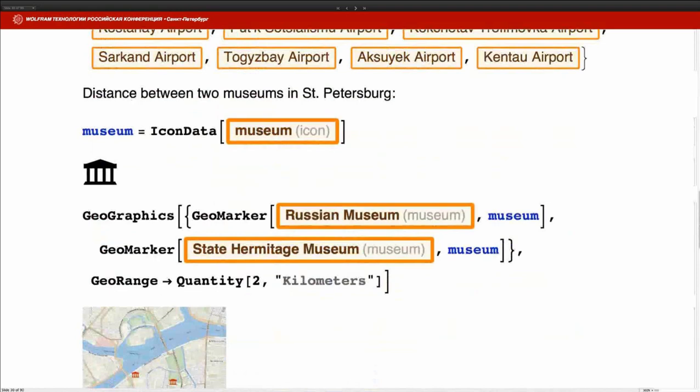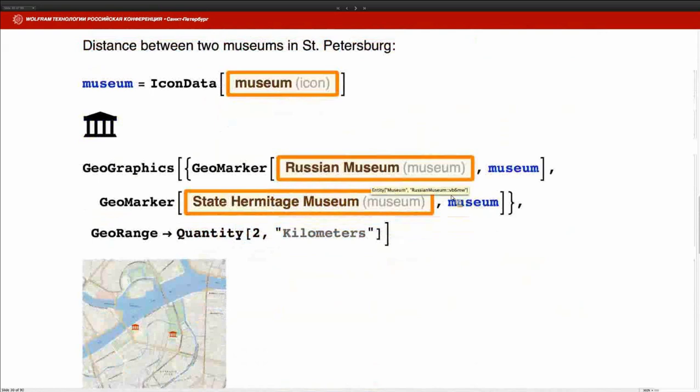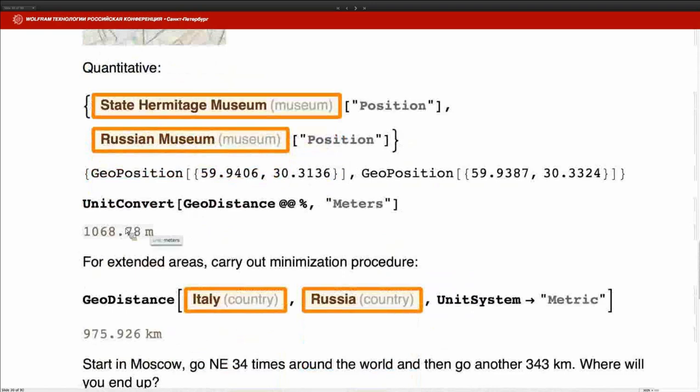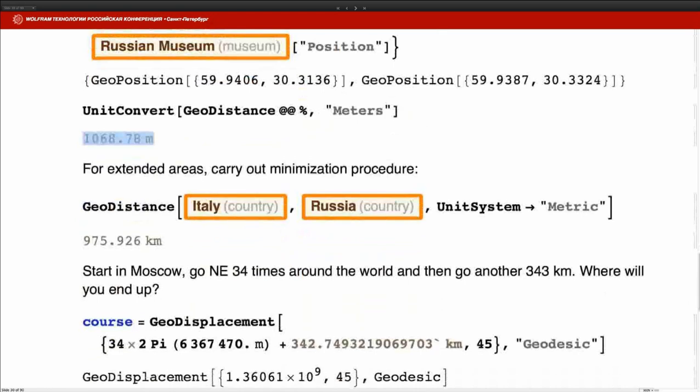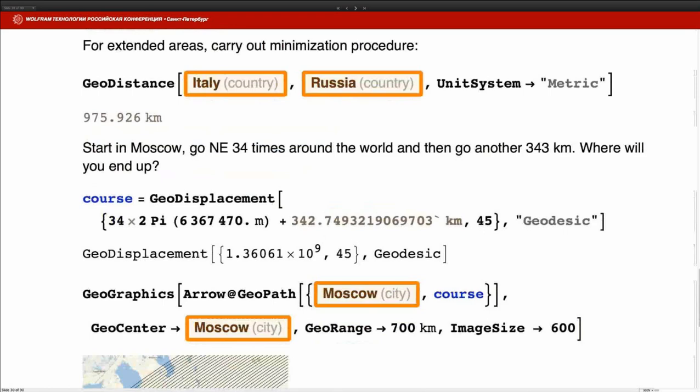Or you can do very precise calculations, among the most precise ones that are out there in any commercial software. For instance, take two of your most famous museums, take an icon, make a picture, show them on the map, but then calculate the distance. So it's a little bit more than a kilometer between them, straight line. For extended areas, you can also do this. Like you can take Italy and Russia, and what is the smallest distance between them? Now we must go along both boundaries and must find where is the smallest difference. That's actually a non-trivial calculation.